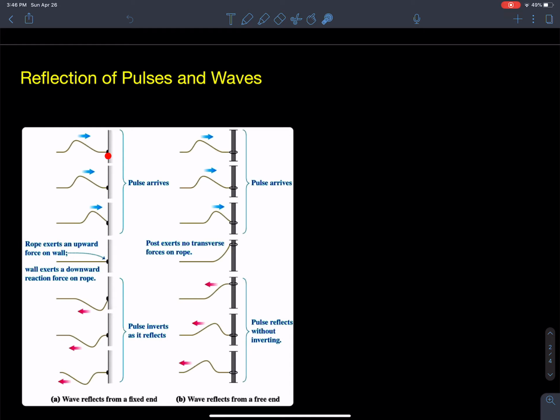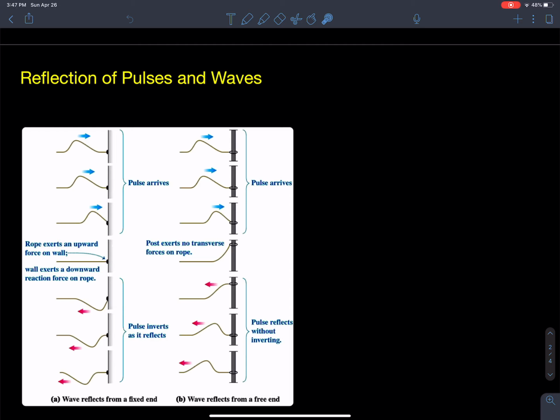If that end of that string is fixed to the wall, according to Newton's third law of action and reaction, it's going to apply a force in the opposite direction to send that wave back in opposite phase. So that pulse is coming in, and it's going to switch its phase. It's going to flip upside down and go back out that way if it's attached to the wall. The rope exerts an upward force on the wall, and the wall is going to exert an equal and opposite downward force, which causes it to flip back.